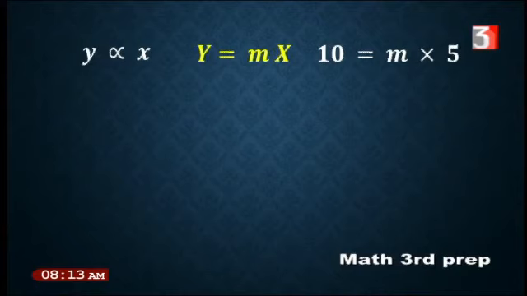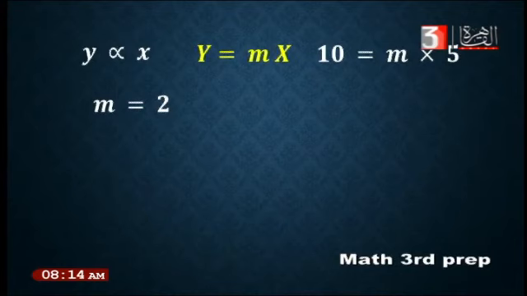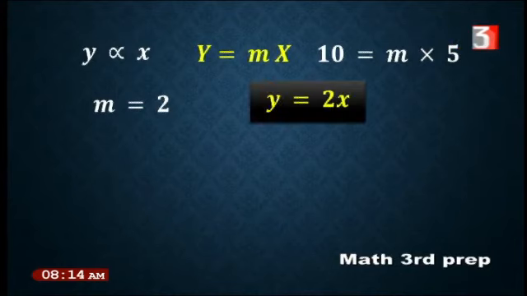Can you now find the value of m? Of course, yes. By dividing both sides of the equation by 5, you are going to obtain a value for m as 10 divided by 5 equals 2. So m equals 2. By taking the value of m equals 2 and substituting it in the relation y equals mx, so instead of m we write 2, then y equals 2x.